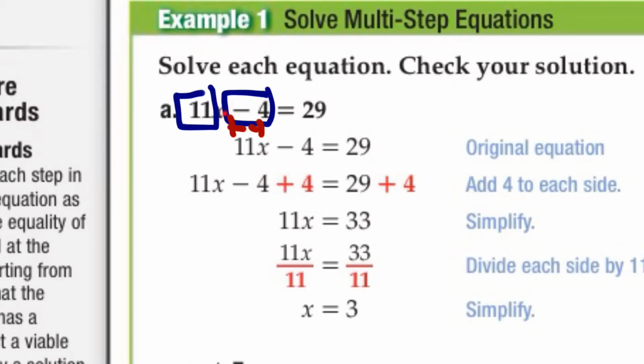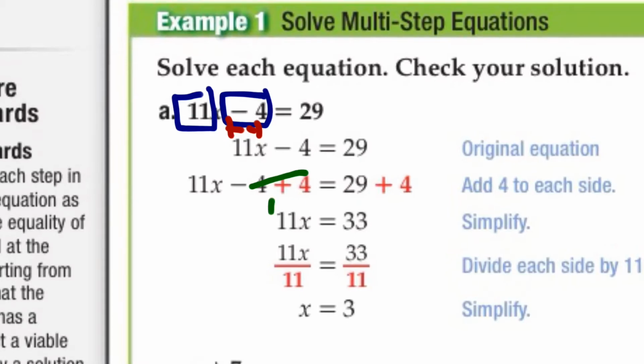They're saying, well, 8, I want to be alone. 4, get out of here. So they move the 4, but if I add 4, I have to add 4 on the other side. Remember, it has to be even. So when they do that, these cancel. They make 0. So I'm left with 11x. And then 29 plus 4 is 33.